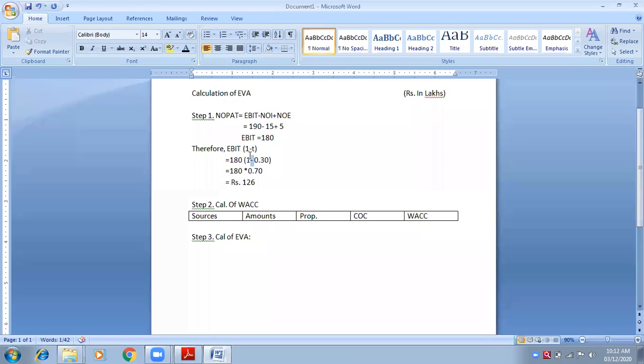Now you can use the second formula. EBIT (1 minus T). That means EBIT is 180, which we just calculated. 1 minus T means 1 minus tax rate. Tax rate is 30%, means 0.30. So if we deduct 0.30 from 1, we will get 0.70. Multiply that with 180, and you will get NOPAT. This is my NOPAT.